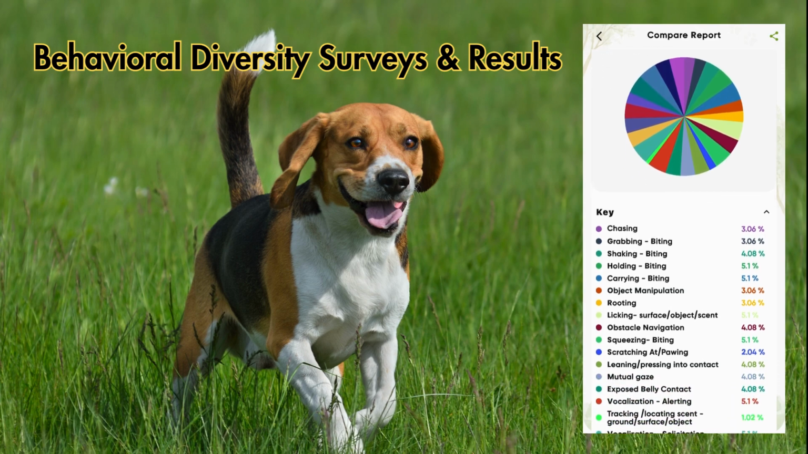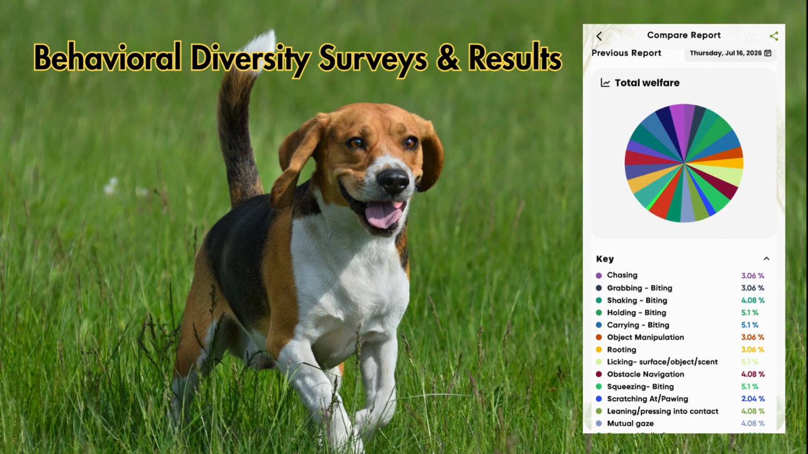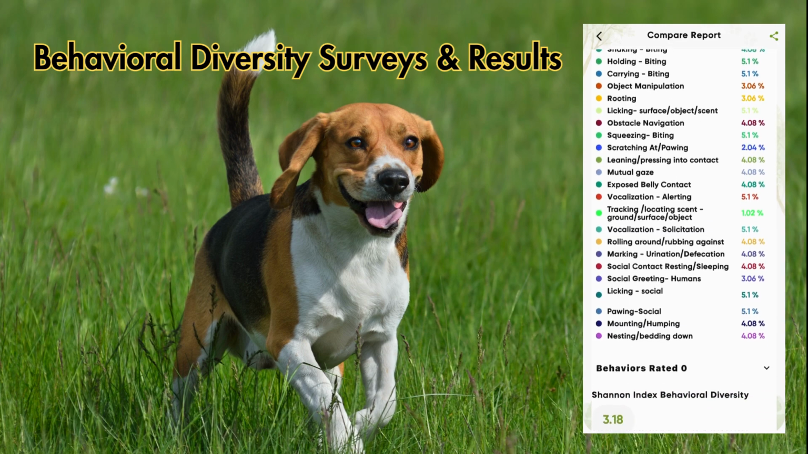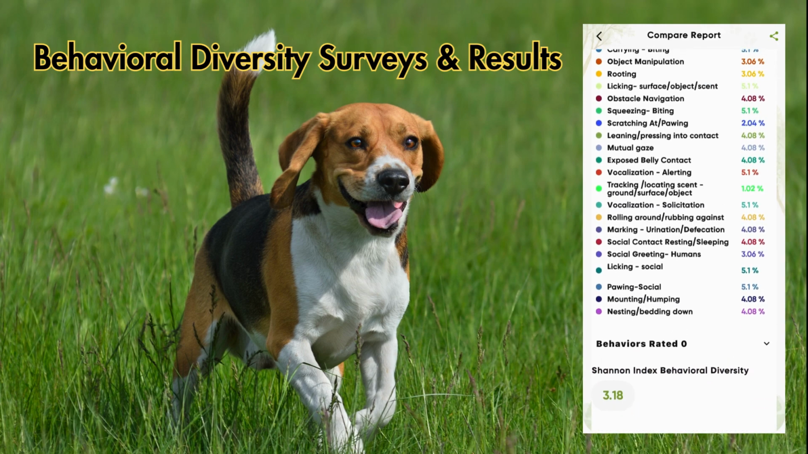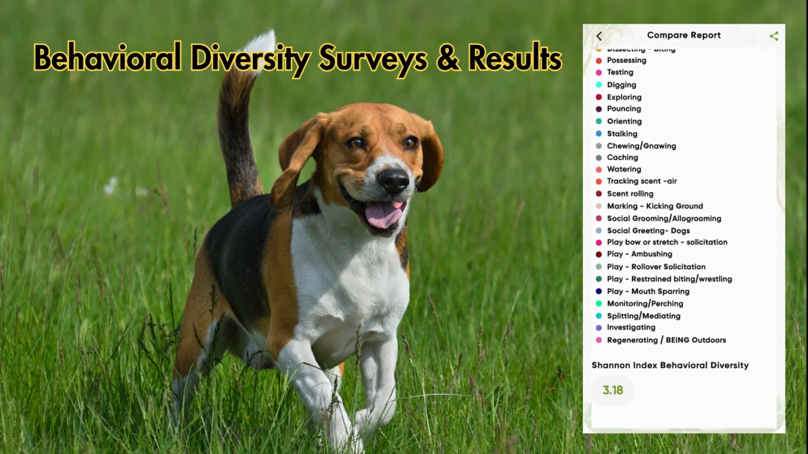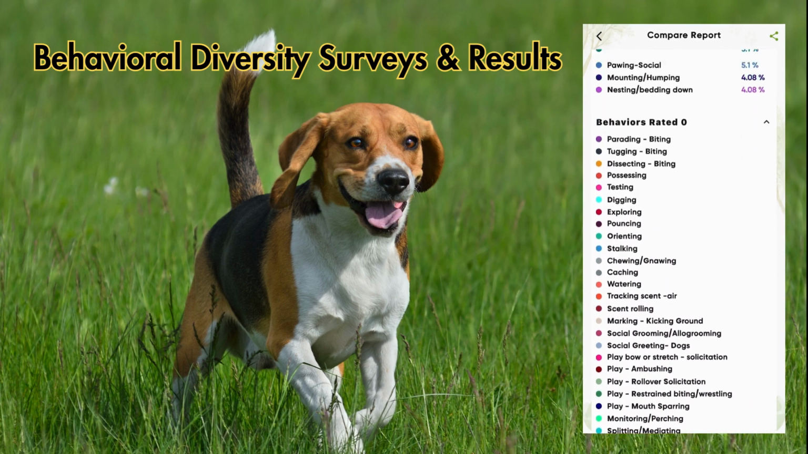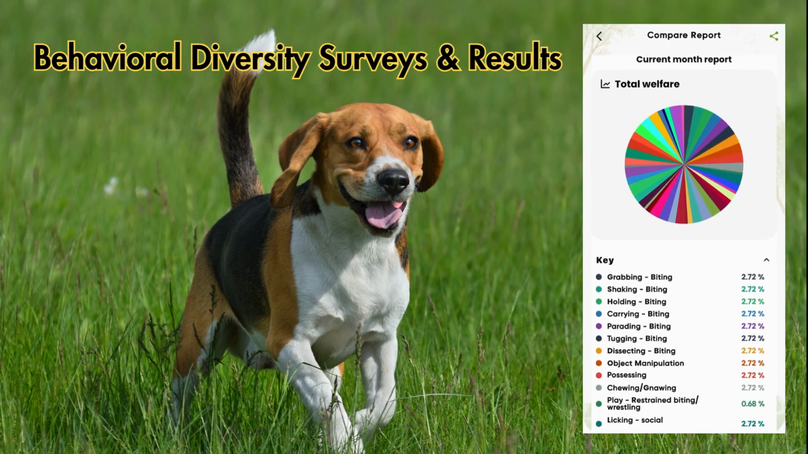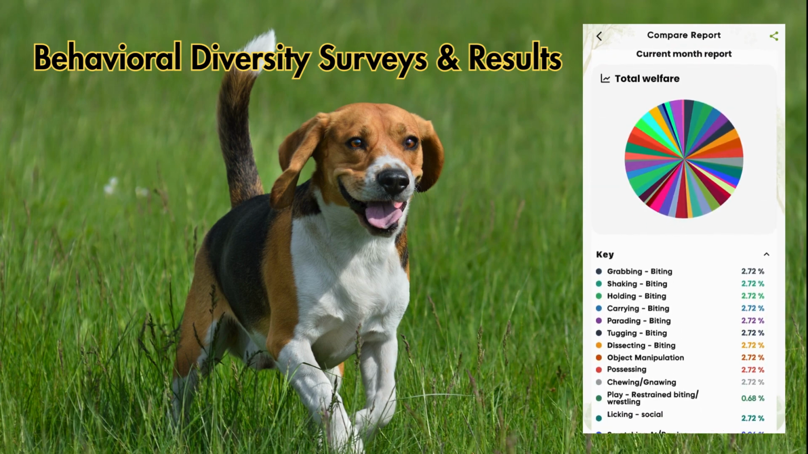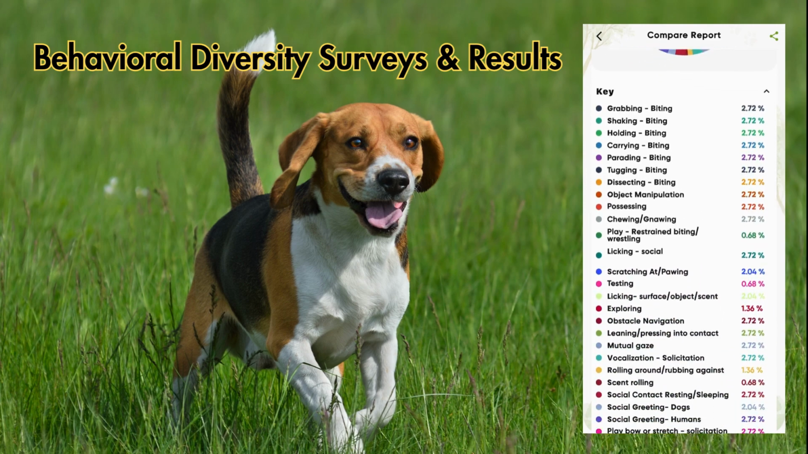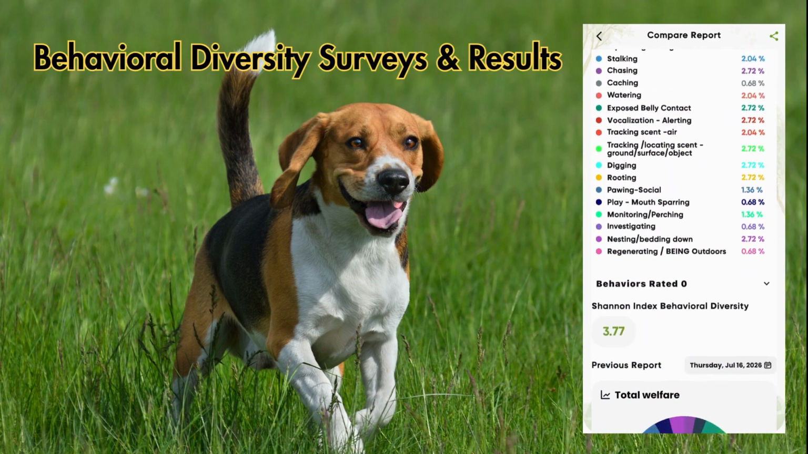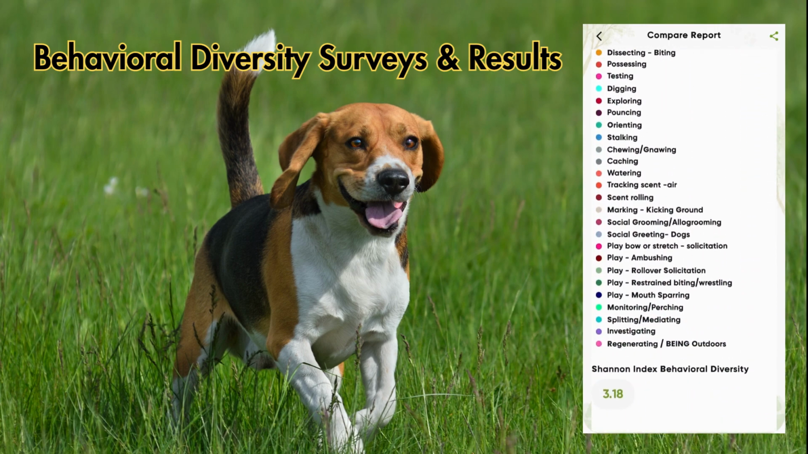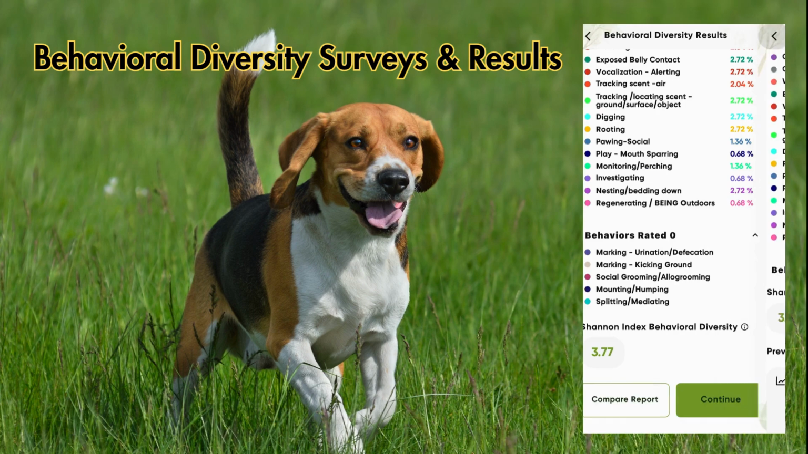But you can see that there's fewer pieces of pie, they're taking up much more space in her activity budget for behavioral diversity. Her score is lower. She had many more behaviors that were rated 0. So if this were a real comparison between those two reports over a period of time, we would be able to see visually and with the actual data of the Shannon's index calculation that this dog's behavioral diversity and welfare has improved since the last report. So that's something really neat.